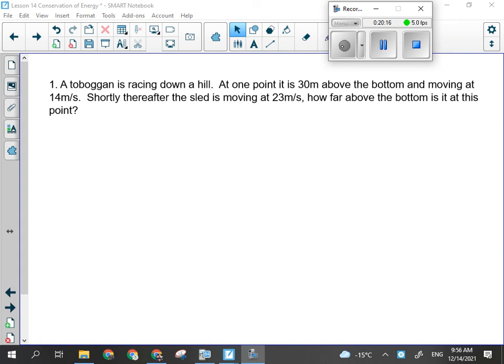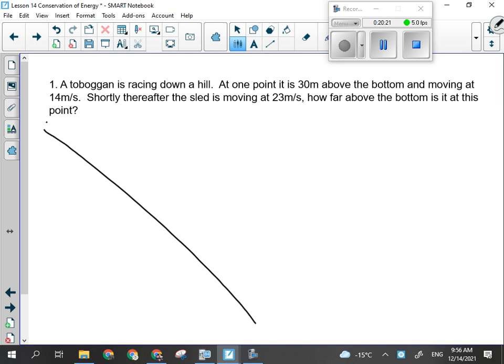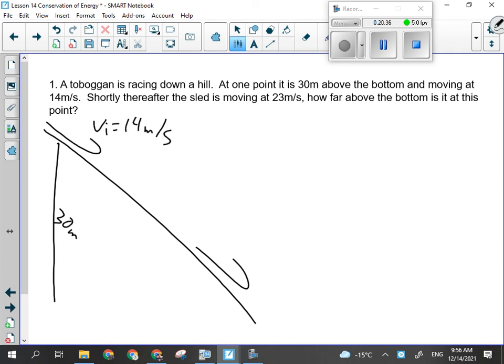All right, let's just quickly look at the setup of this and then we'll finish it off tomorrow. All right, so we got a hill, we got a toboggan, in two different places. At one point, it's 30 meters above the bottom and it's moving at 14 meters per second. Shortly thereafter, it's moving at 23 meters per second. We are looking for the height at that point. That is the setup for that question. So that's what we'll be looking at starting tomorrow.